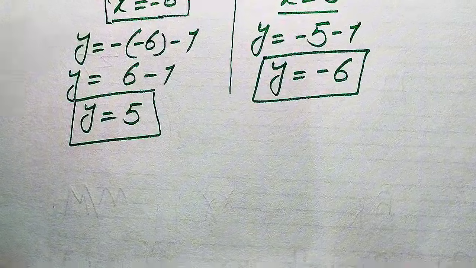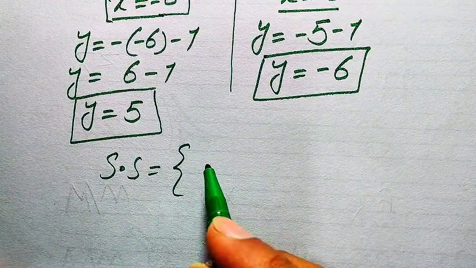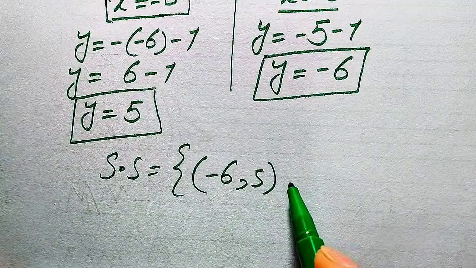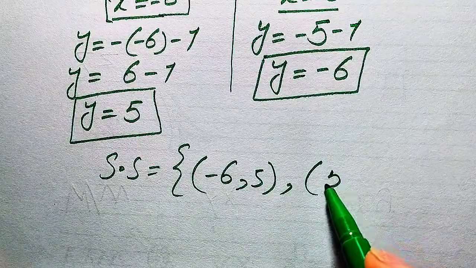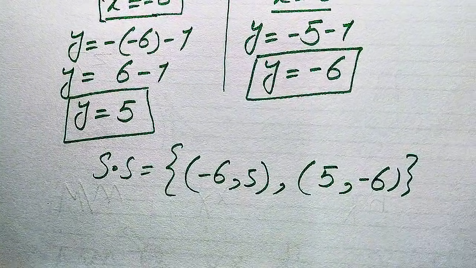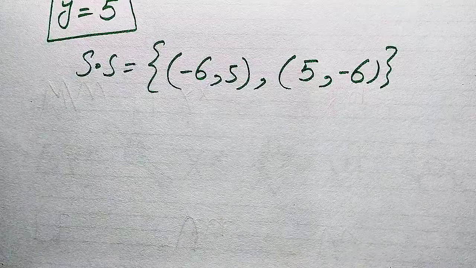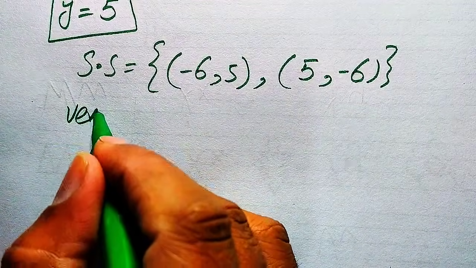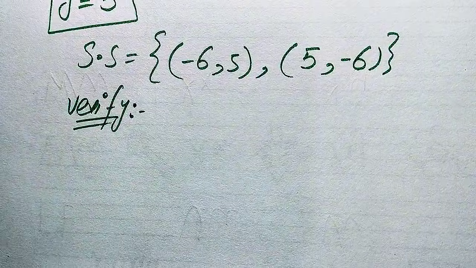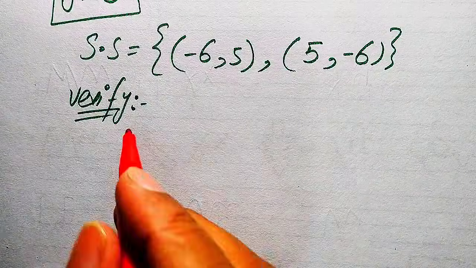So here there are two solution sets of the given equation, and the first solution set is minus 6 and 5, and the second solution set is 5 and minus 6. So these are the two solution sets which we get in this question. And now in the next step we need to verify whether these two values satisfy our given question statement or not. So for verification we need to copy down the given question statement.